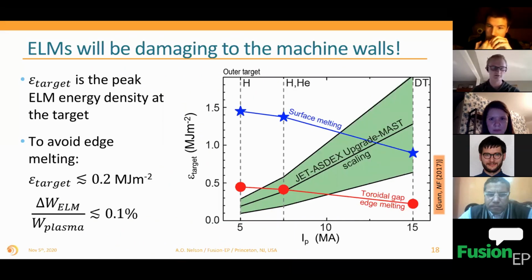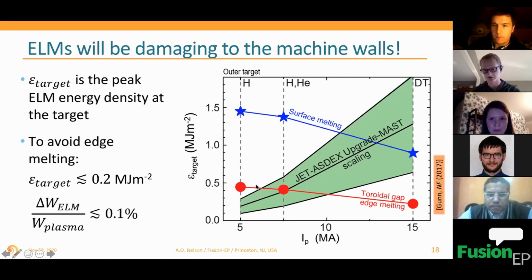So why do we really care about these ELMs? Can't we just let the bucket overflow every once in a while? And the answer is probably not. ELMs can be very damaging to the machine walls. In this graph here, we have E target, or epsilon target, which is the peak ELM energy density at the target. And on the right, we have plasma current. As we ramp up plasma current, we can see in this green scaling here that the peak ELM target density is actually going to increase and increase and increase.